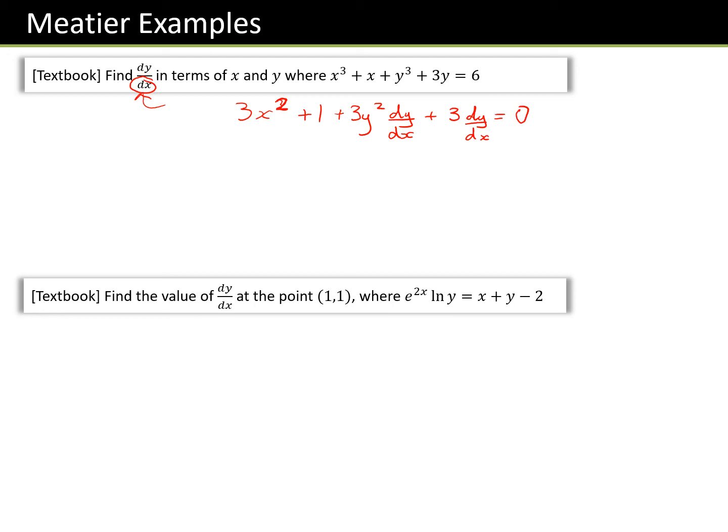Now we're finding dy by dx, so we need to rearrange this to get dy by dx. So get all the dy by dx's on one side, everything else on the other. So here we're going to get all the dy by dx's on the left. So 3y squared dy by dx plus 3 dy by dx is equal to minus 3x squared minus 1. You can factorise out the dy by dx.